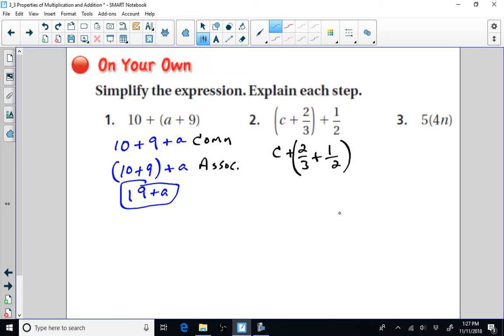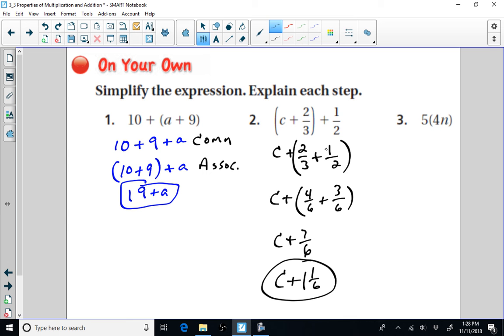And then I can add the 2/3 and 1/2 together, right? So that's going to be C plus, finding a common denominator, 4/6 plus 3/6, right? 1/2 is 3/6, 2/3 is 4/6. So that's C plus 7 over 6. That's C plus 1 and 1/6. All right, here, this is going to be the associative property. All right, and then we find common denominators, we add, and I get C plus 1 and 1/6.